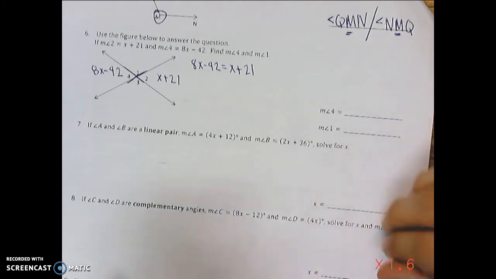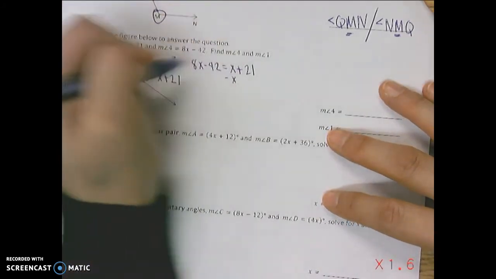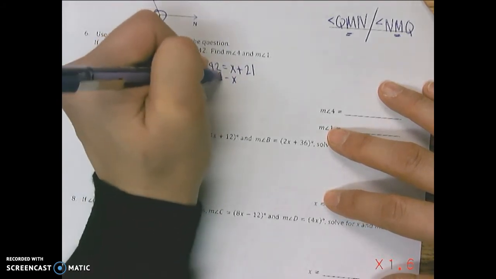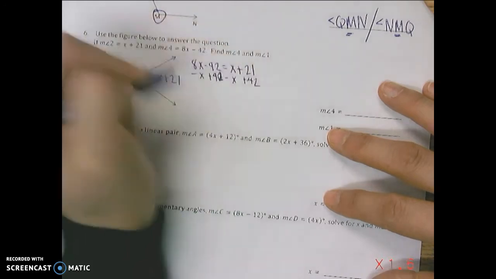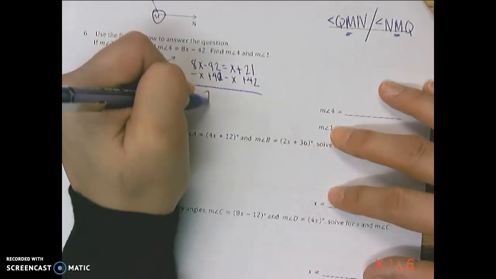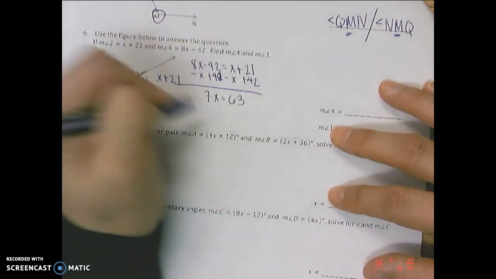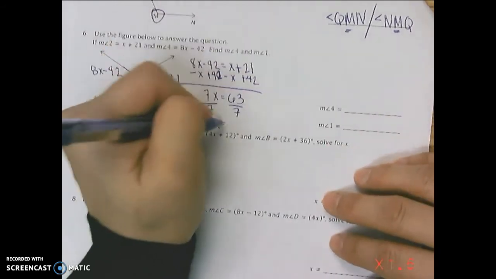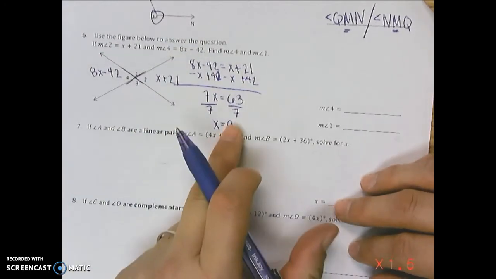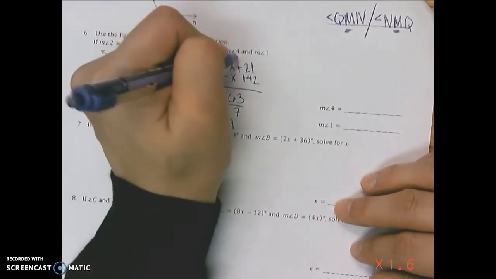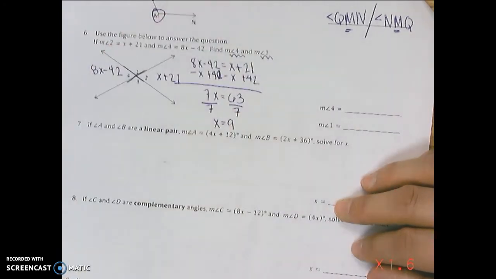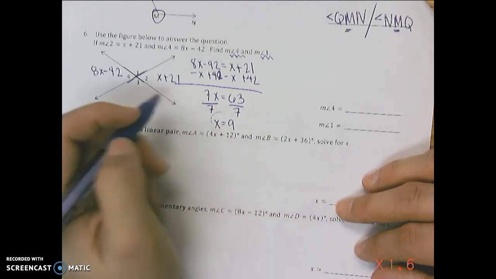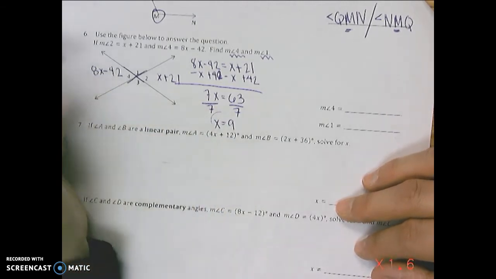I want to go ahead and get my x's on one side, so I'm going to subtract x, and my constants on another, so I'm going to add 42. I'll end up with 7x equals 63. Divide by 7, x equals 9. So, the question was, find the measure of angle 4 and the measure of angle 1. Well, I'm going to take this 9 and plug it back in to the measure of angle 4.